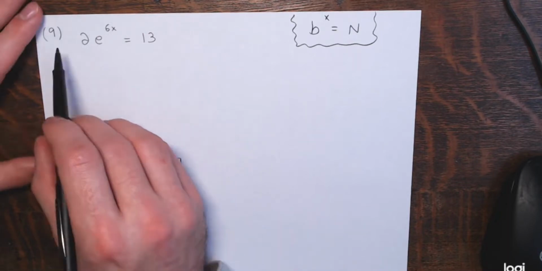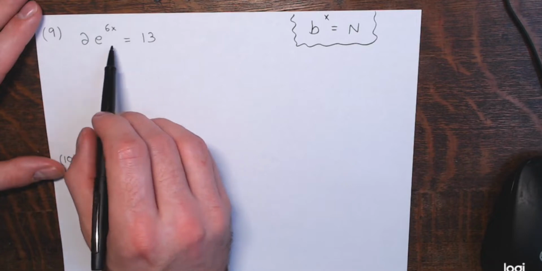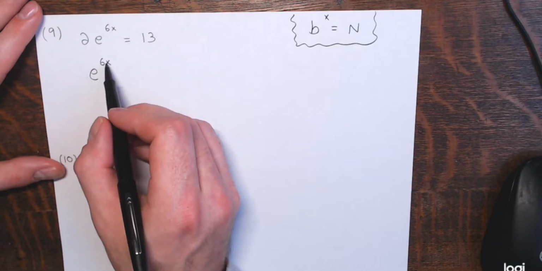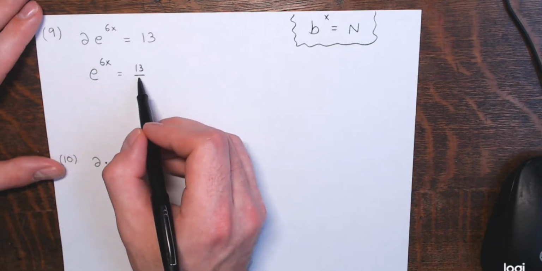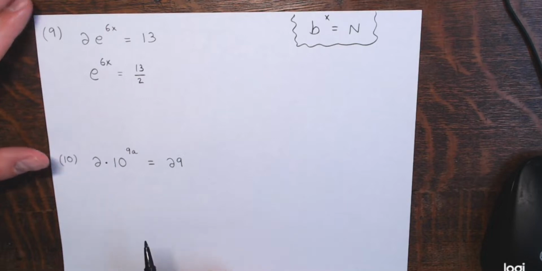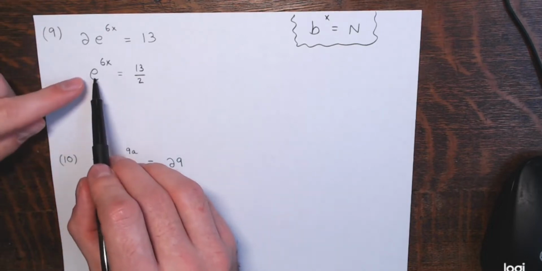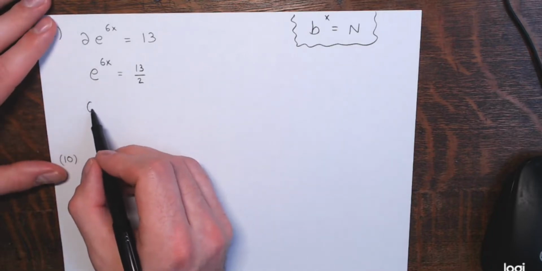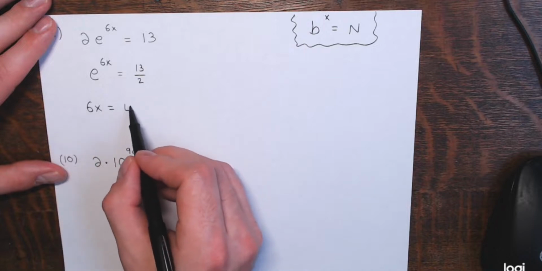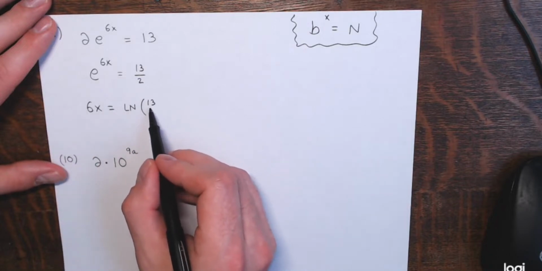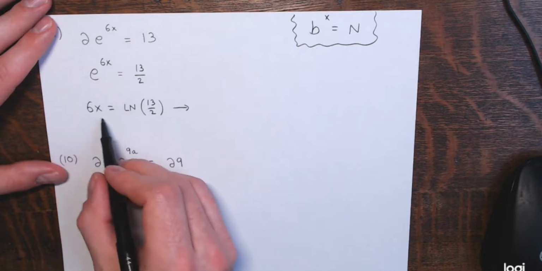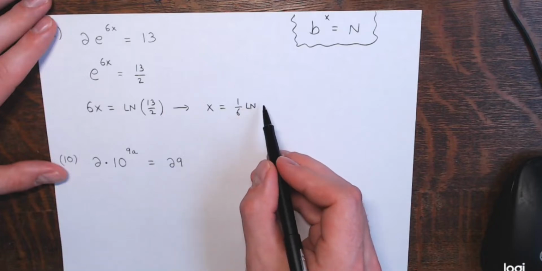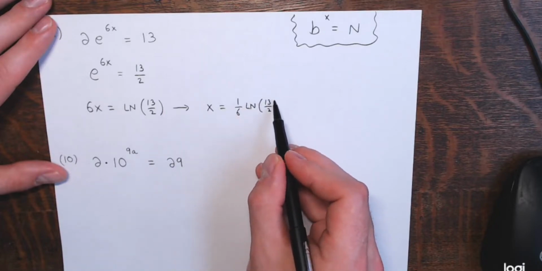So number 9, we have 2 times e to the 6x equals 13. To get a form like this, we just divide by 2. We have e to the 6x equals 13 halves, or 6.5. And now I have what I want: base to a variable power equals some number. We change to log form. This means that 6x equals the natural log, the log base e, of 13 halves. And then I would just divide both sides by 6 or multiply both sides by 1/6. So x equals 1/6 times the natural log of 13 halves. And there's our solution.